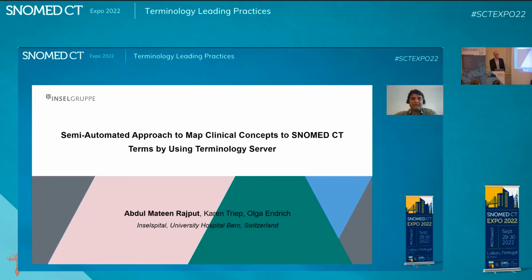Good day, everyone. First of all, I would like to thank the SNOMED Expo team for giving me an opportunity to present our research. The title of my research is Semi-Automated Approach to Map Clinical Concepts with SNOMED Terms by Using a Terminology Server. And here I would like to present our research, which has been published recently.